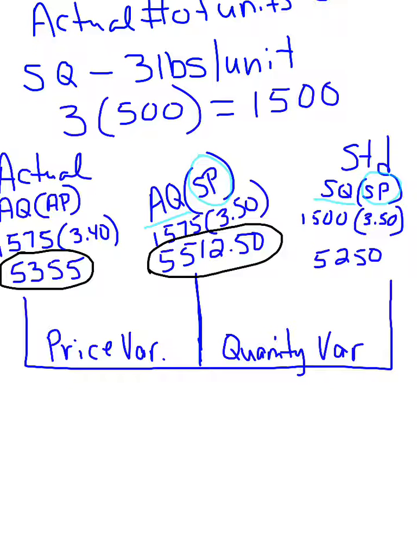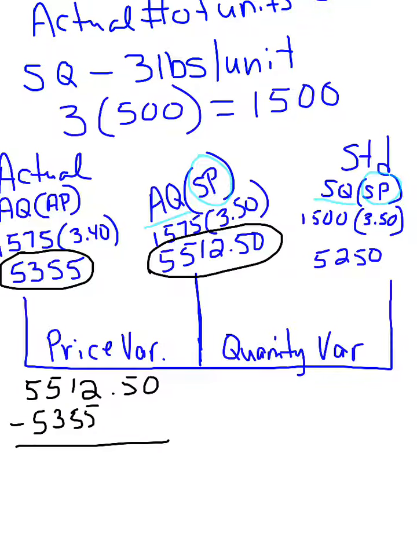So what I would be doing here is taking this $5,512.50 and subtracting the $5,355 from that. So 5512 minus 5355, I get a difference, or a variance, of $157.50. Now, in looking at this information, I have to decide: did I spend more money or did I spend less money?